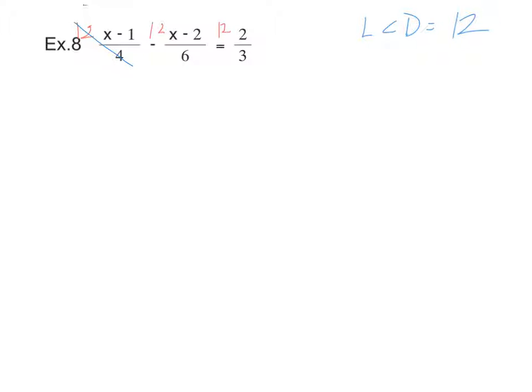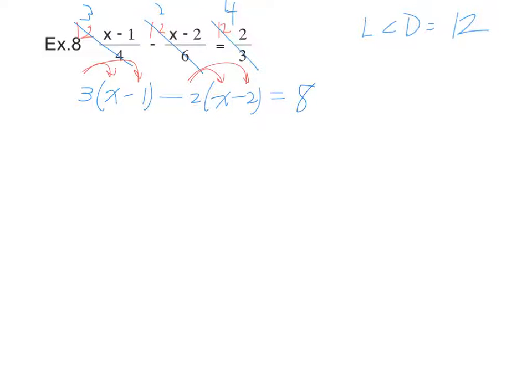4 goes into 12 3 times. 12 goes into 6 twice. And 3 goes into 12 4 times. So when you write it out, we'll have 3 parentheses x minus 1 minus 2 parentheses x minus 2 equals 4 times the 2, or 8. More distributing.